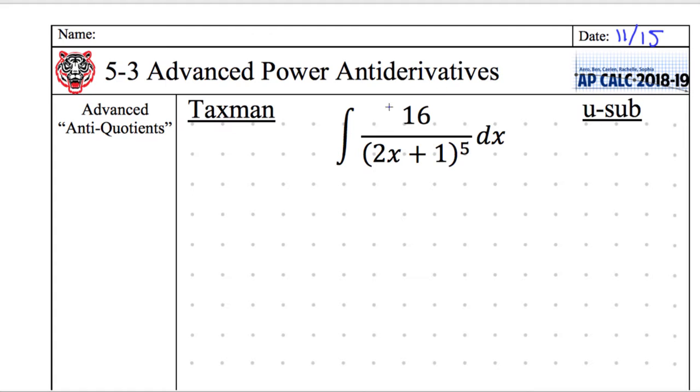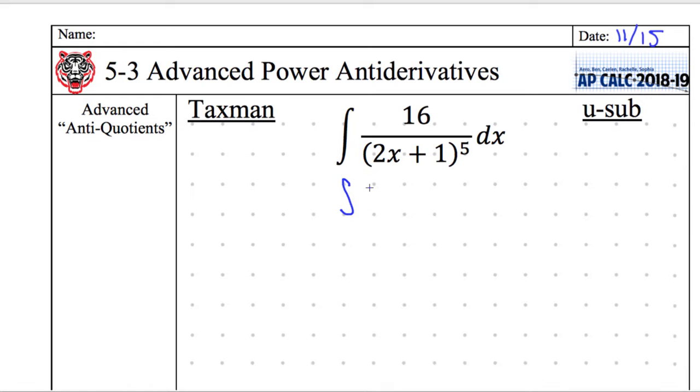Let's go ahead and solve this guy. So the integral of this rational. Ugh, gross, rationals. We don't like them in AP Calculus because they're hard in quotient rule. So let's transform that so we don't have a rational anymore. Let's get rid of the fraction. How do we do that? You move it up to a negative power.